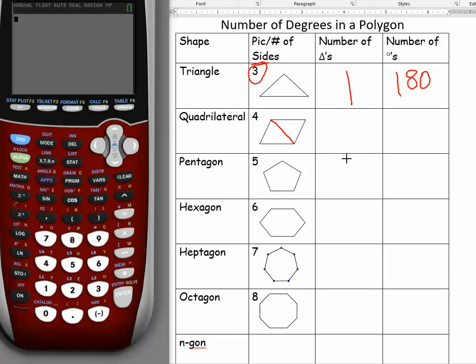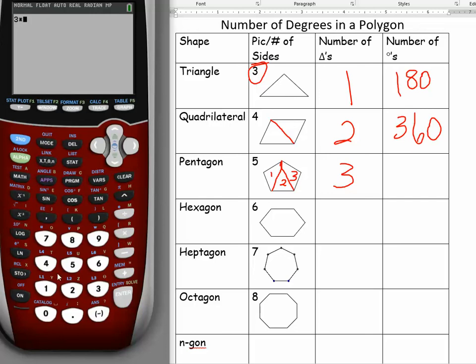So here we've got a four-sided quadrilateral. There are two triangles, and if we do that math, that would be 360 degrees, because 2 times 180. Pentagon. Now we're going to start with one vertex and draw the diagonals from that vertex to another spot. Again, I apologize for my lines. Doing this with a mouse is not nice. And if we look at this, as best I could, 1, 2, 3 triangles. And if we do 3 times 180, we end up with 540 degrees.